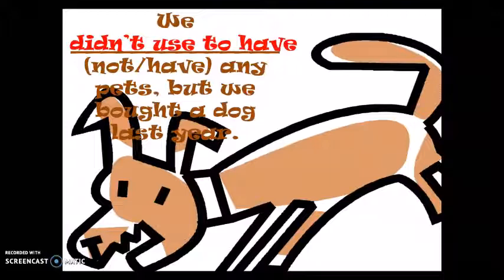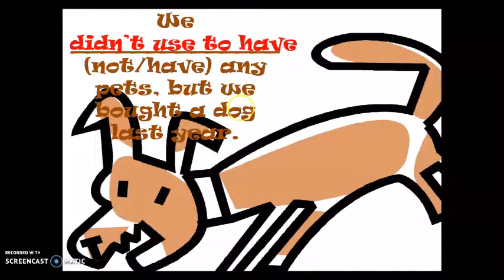There's any food in the fridge. No hay comida en el refrigerador. There's any food. Okay. Let's see the next sentence. But we bought a dog last year. Pero nosotros compramos un perro el año pasado.